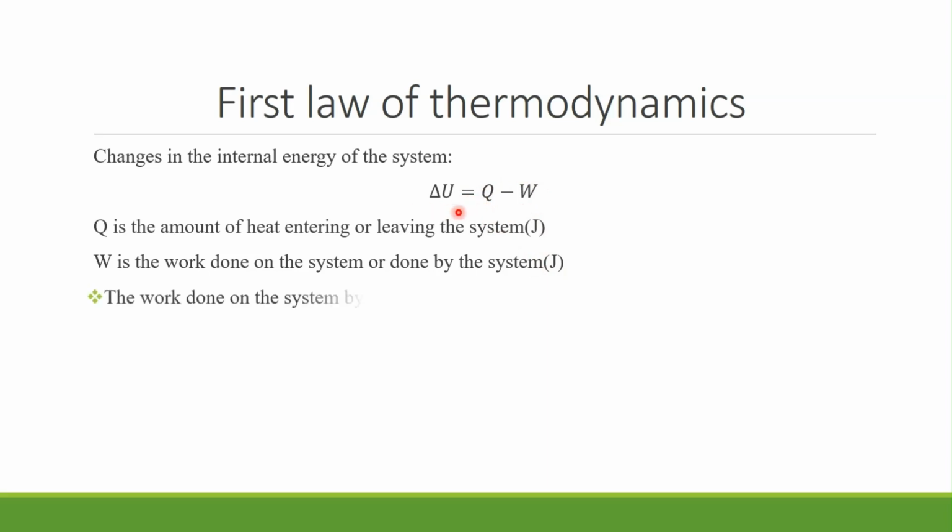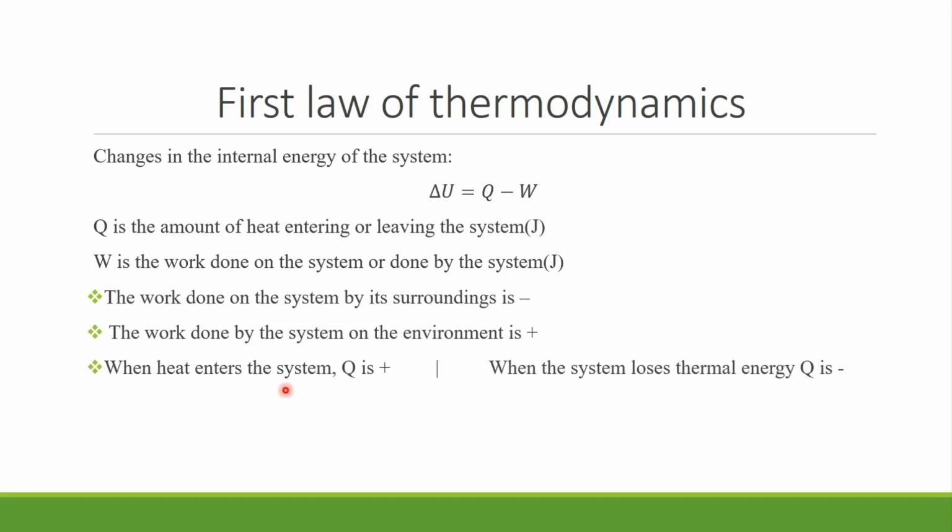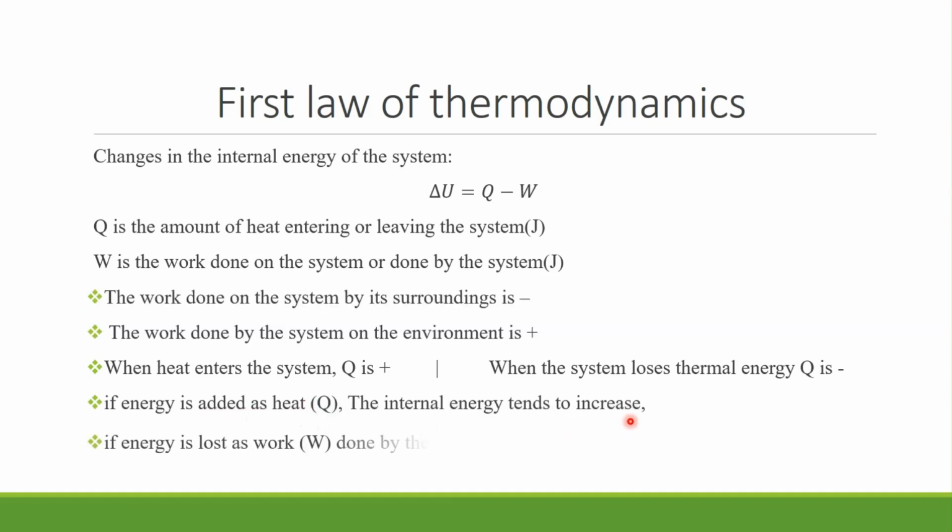You should pay attention that here, the work done on the system by its surroundings is considered negative, and the work done by the system on the environment is considered positive. When heat enters the system, thermal energy is absorbed by the system, so Q becomes positive. And when the system loses thermal energy, Q becomes negative. If energy is added as heat, the internal energy of a system tends to increase. And if energy is lost as work done by the system, the internal energy tends to decrease.